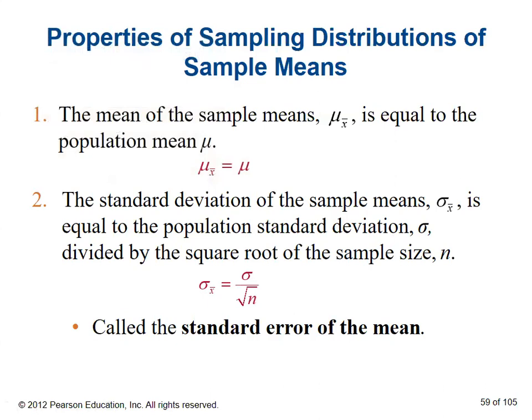If I take the standard deviation, whatever it is, and I divide it by the square root of the sample size, that's going to make the adjustment to take into account that I'm just working with a sample. It's not the population.